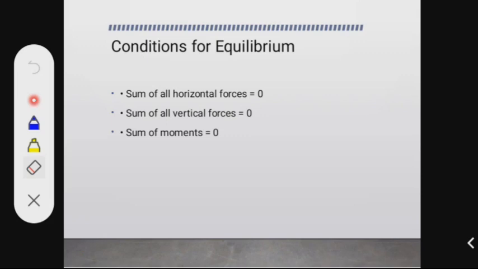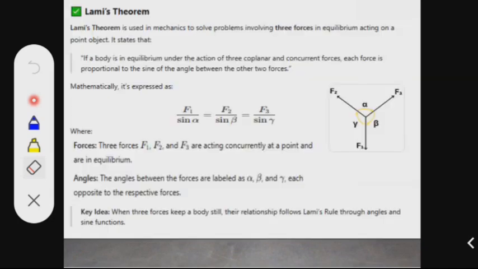So before equilibrium can happen, the upward force must be equal to the downward force. All the horizontal forces must be equal. Also, the moments of all forces must be equal, that is, the sum of all of them must be equal to 0. So let's move on to the next slide.